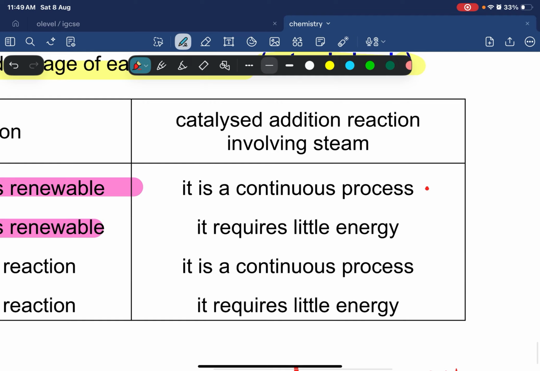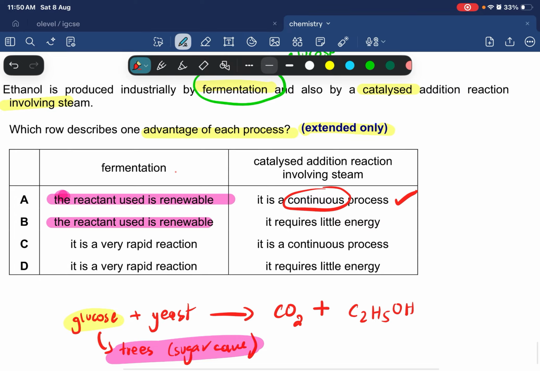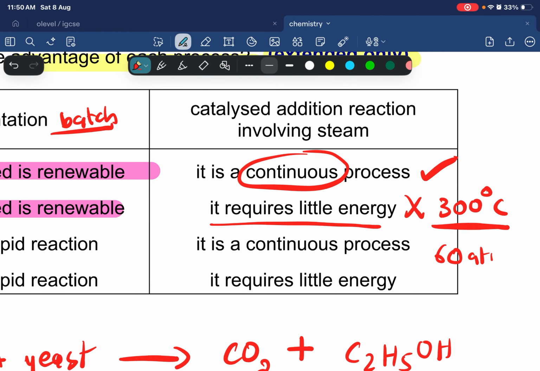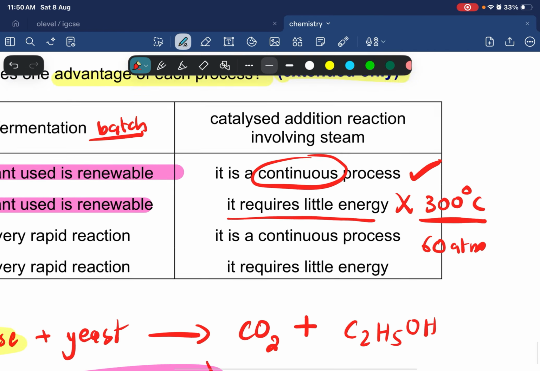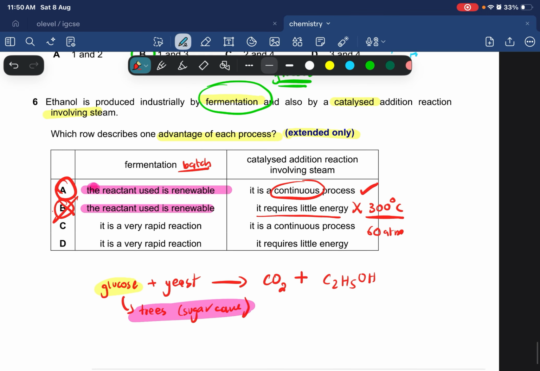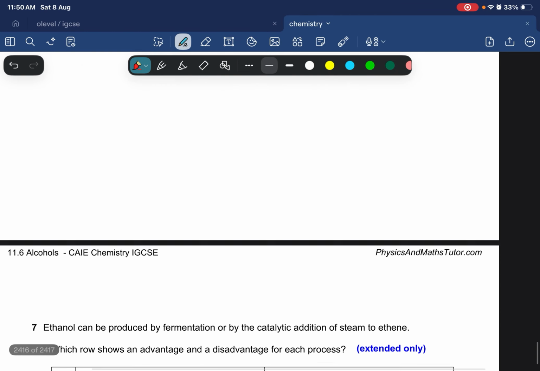It is a continuous process. Yeah, that's correct. It is continuous, whereas with glucose, fermentation is a batch process. It happens in batches. But the catalyzed addition of steam is continuous because it keeps on happening and you just have to put in the reactant. So that's correct. It requires little energy? No, this is not correct. It requires a lot of energy. When you have to supply this much temperature and this much pressure, obviously a lot of energy is going to be required. So option B makes no sense over here. Option A makes sense because it's going to happen continuously.